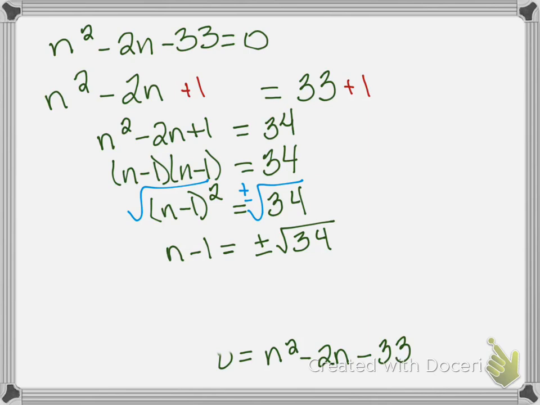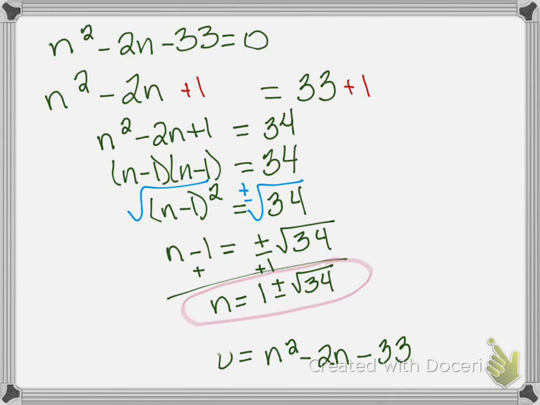Okay, so there's nothing perfect in 34, so we're just going to leave it. I add 1 to each side, and I am done. This is a great one to do completing the square because A is 1 and B is even, so it makes a nice, neat perfect square. If you did the quadratic formula, you would still get the same answer, but you'd have to simplify some.